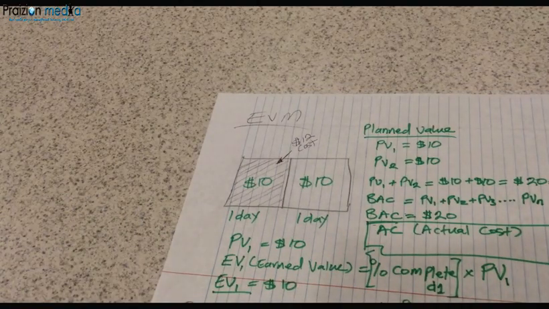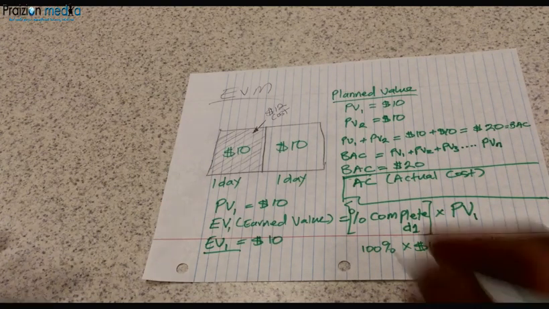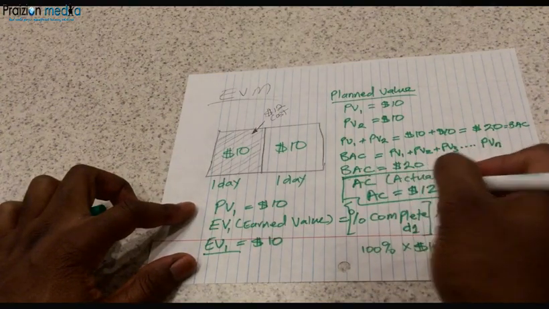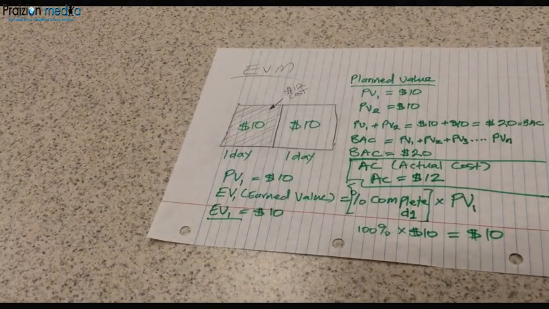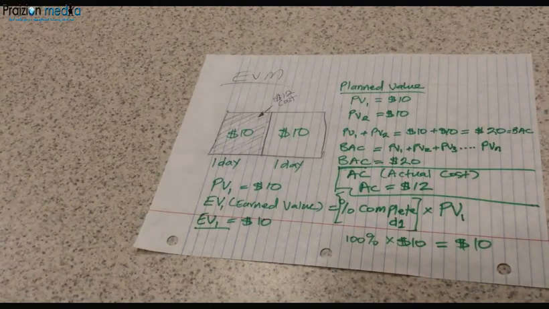So this shouldn't come as a surprise to project managers. It happens. All right, so the actual cost, I've already given you the actual cost. The actual cost is $12. Okay, so what are we going to make of this? We're going to use these 3 metrics to illustrate how you would get your derivative metrics.